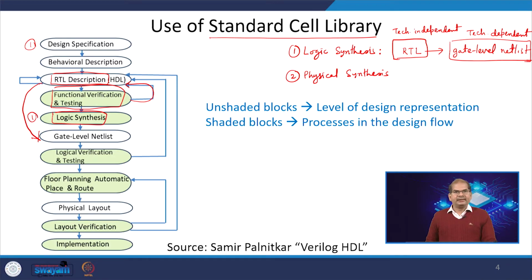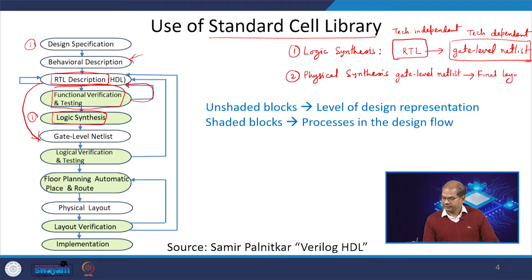Then the gate level netlist that is generated, we need to logically verify whether it is working as we described behaviorally in this step. If it is working as expected, then we need to pass that gate level netlist to the physical synthesis tool. We have the gate level netlist as input to the physical synthesis tool and the output is the final layout.